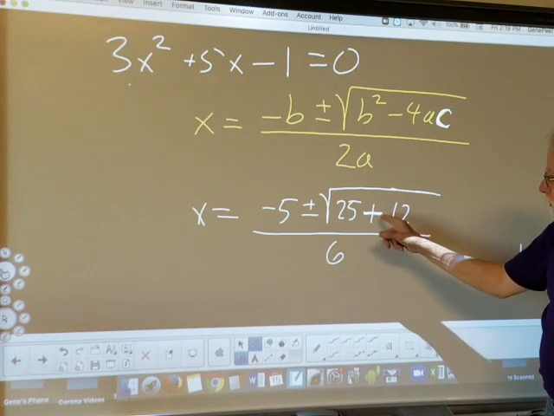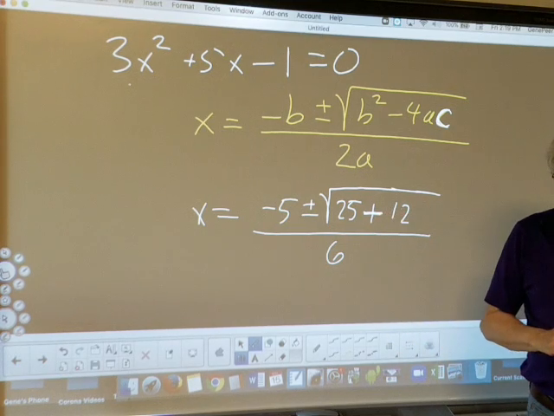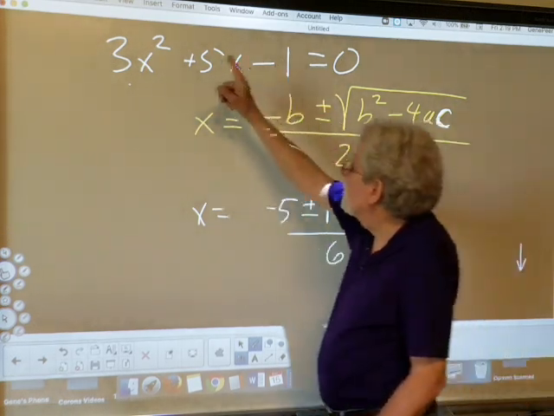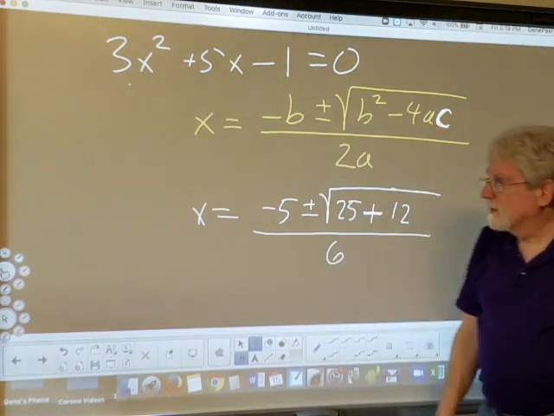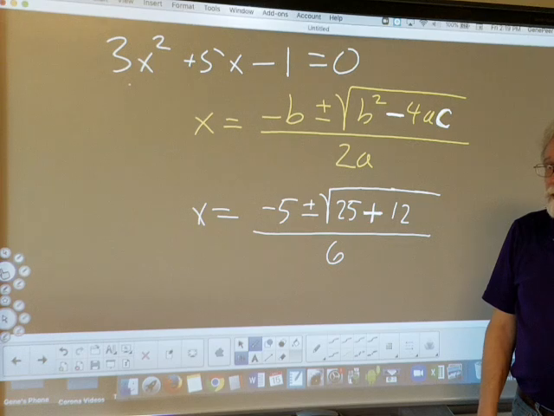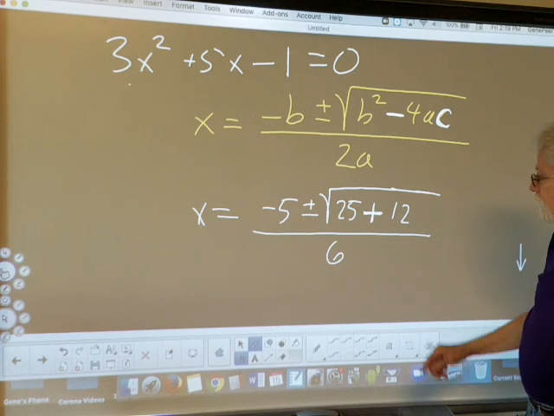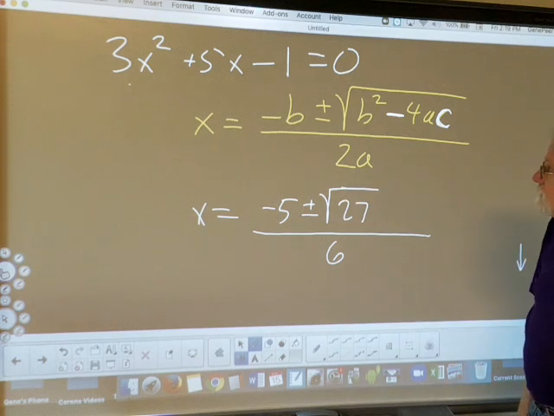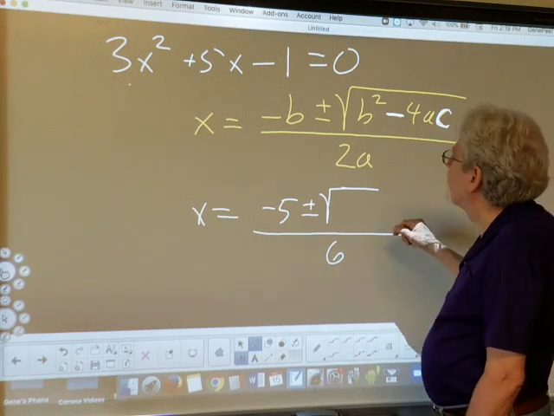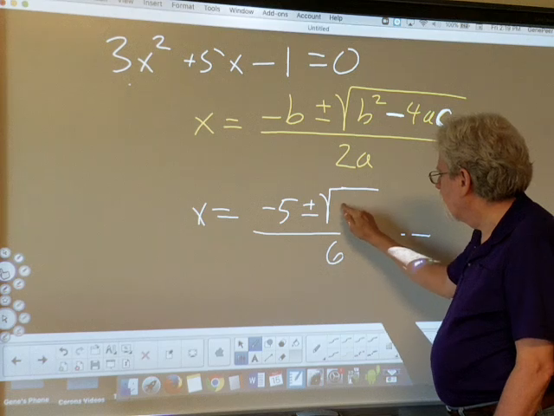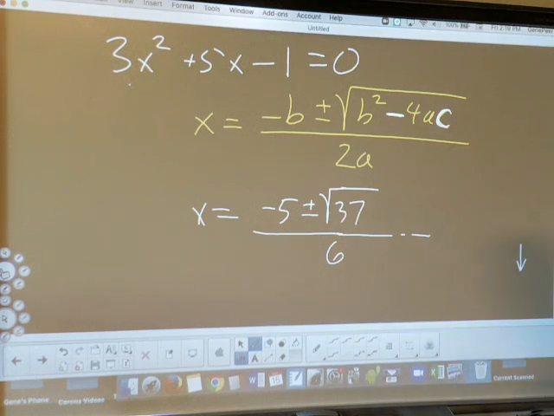That's a major source of careless error on these kind of problems. If one of these guys is negative, that minus 4ac will turn into a plus. Watch out for it. Be careful. So our final answer would be, what, square root of 27. And we'd be done. No, not 27, 37. I forgot what the numbers were now. It was 25 plus 12, yeah, 37. Sorry about that. Like I say, not enough sleep.